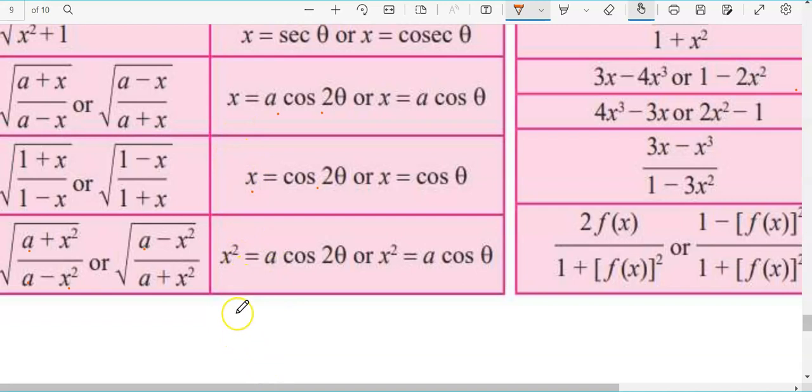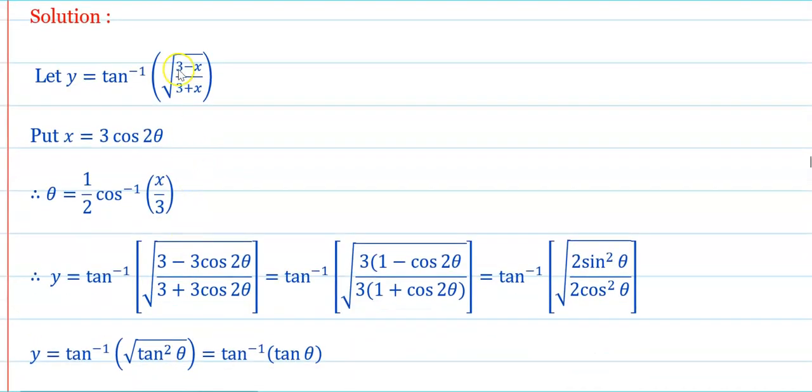So it is easy to remember. If the format is of this type, put x is equal to cos theta. Now see here, we have a root of 3 minus x upon 3 plus x. Therefore we'll put here x is equal to 3 cos of 2 theta. And what is the value of theta? Now see here how to find the value of theta. First, x is equal to 3 cos of 2 times theta.